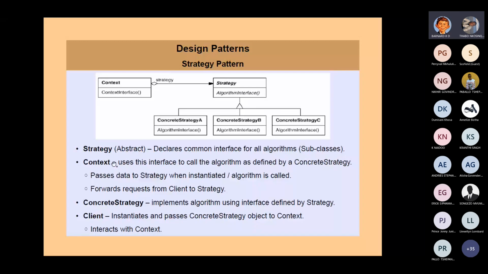Then the context, which more often than not is actually your client code, uses this interface, your strategy, to call the algorithm as defined by a concrete strategy. Then your concrete strategy implements the algorithm using the interface defined by the strategy. And when we say implements the algorithm, it would generally just be a method within the class. So don't be distracted by the term algorithm, that's what they use in the documentation. But it would just call a different overridden method using polymorphism in your subclasses.